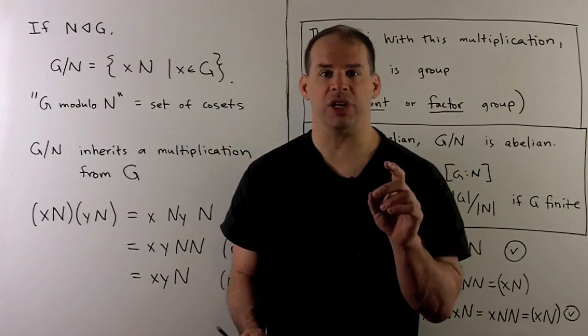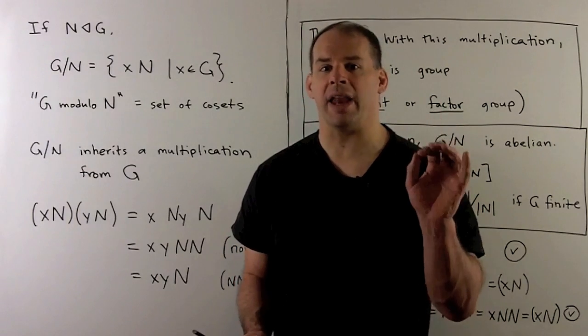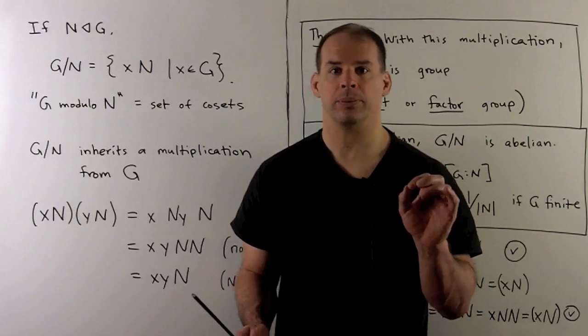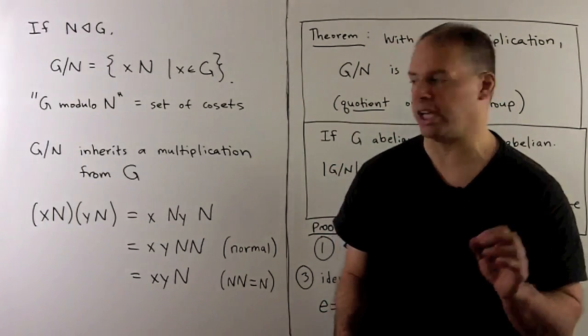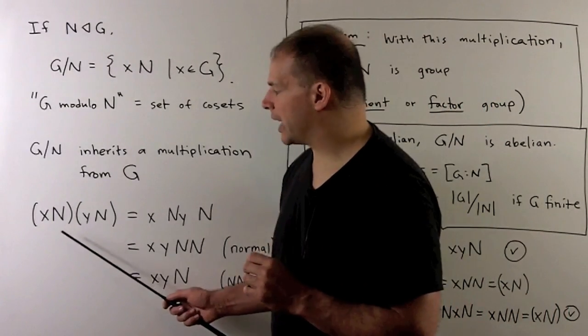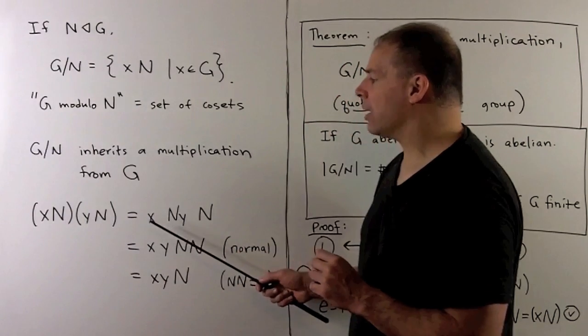G as a multiplication. So the first thing we can ask: does G modulo n have a multiplication? Well, let's just see what happens if we use the multiplication from G. So we'll take two cosets, xn and yn. We're just going to multiply everything out.